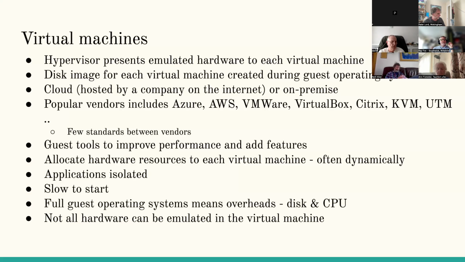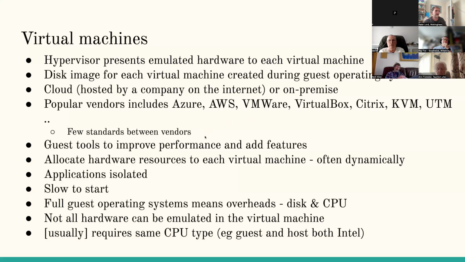If you've got some weird GPU, the latest version, on your physical server, and the hypervisor doesn't support it, then you won't be able to use it in your virtual machine. And it requires the same CPU type as the physical host. So if your physical server has got Intel CPUs in it, then your virtual machine guests will also have to be Intel.